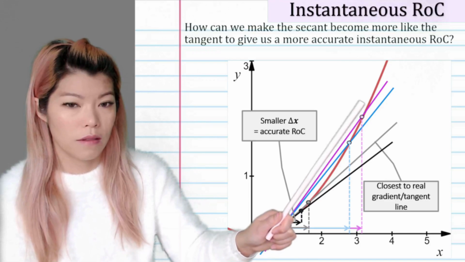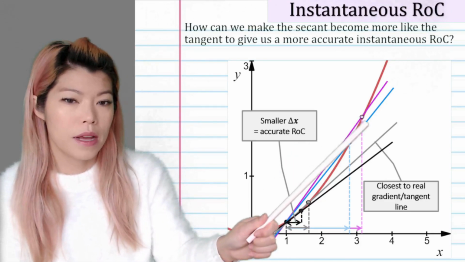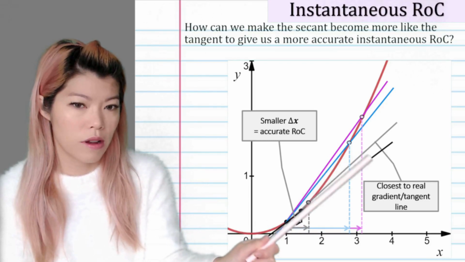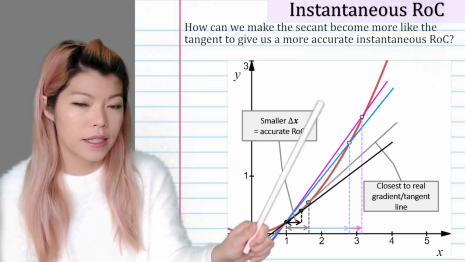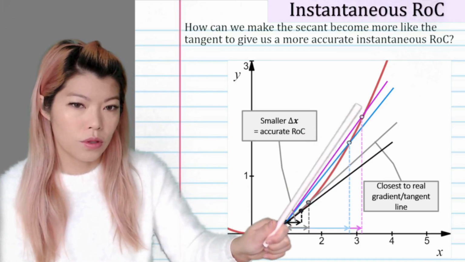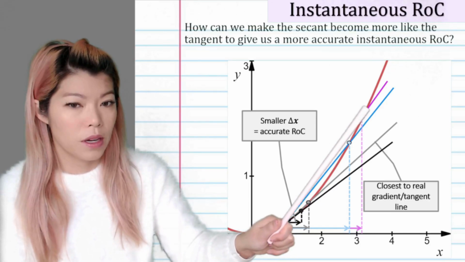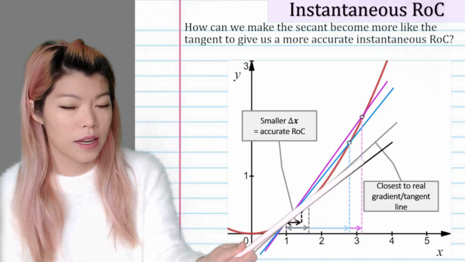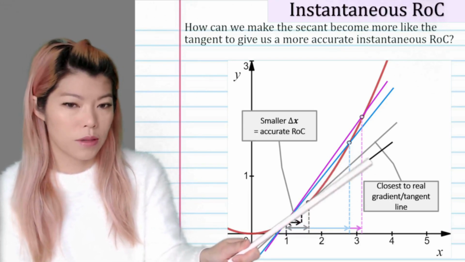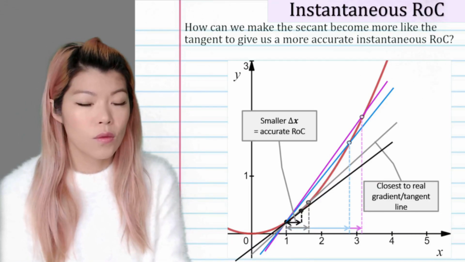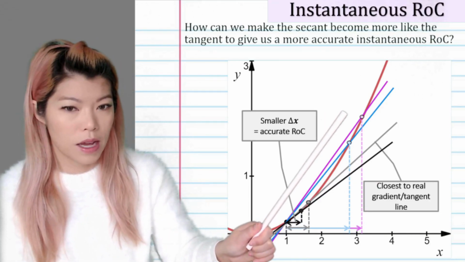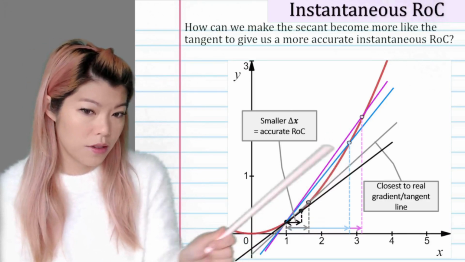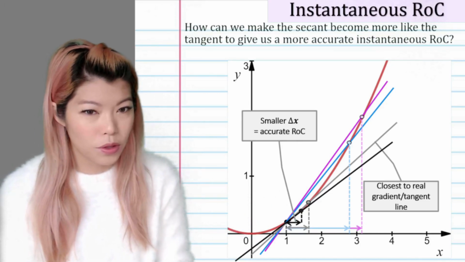So how can we make the secant, which was really different to the gradient at that point, become more like the tangent, or more accurate like the instantaneous rate of change? So how can we combine these two things? The secant was good because we had a formula between 2 points, but the gradient was nowhere near that point. The tangent was good because we drew a gradient that looked like that point, but it was inaccurate because of the way we drew it. So how can we make this secant become more like the tangent? Use the accuracy of the secant with the accuracy of the tangent to find a gradient at that point. How do we do that?